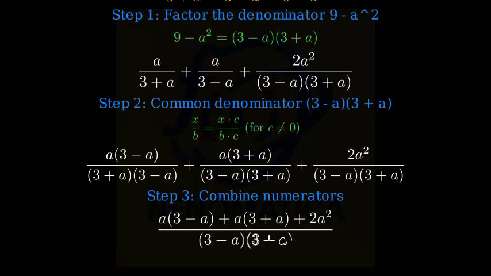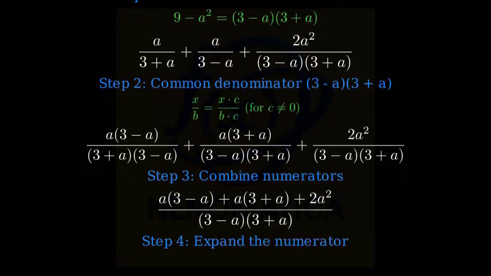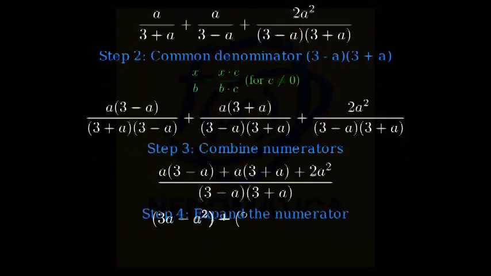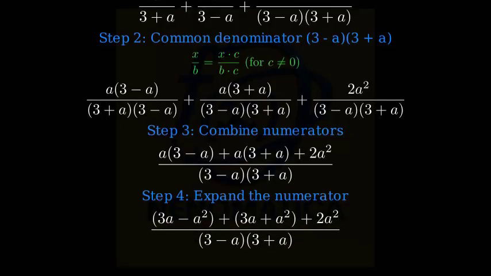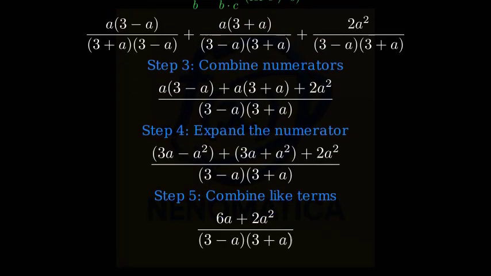Step 4. Expand the numerator using the distributive property. A times (3 minus a) becomes 3a minus a squared. A times (3 plus a) becomes 3a plus a squared. Step 5. Combine like terms in the numerator. 3a plus 3a equals 6a. Negative a squared plus a squared cancels, and we still have plus 2a squared. That yields 6a plus 2a squared over the common denominator.